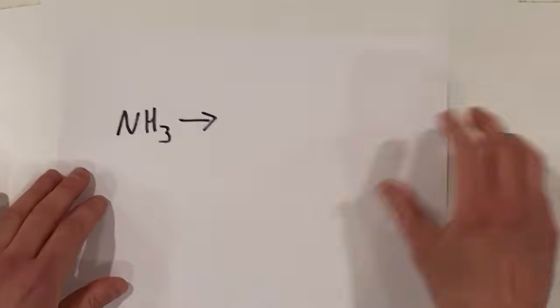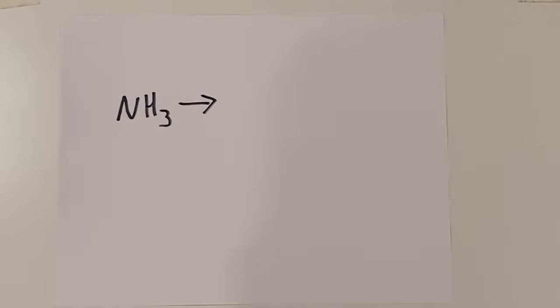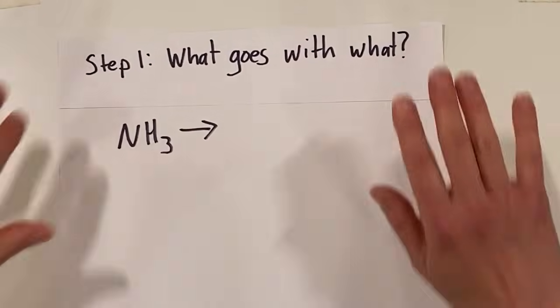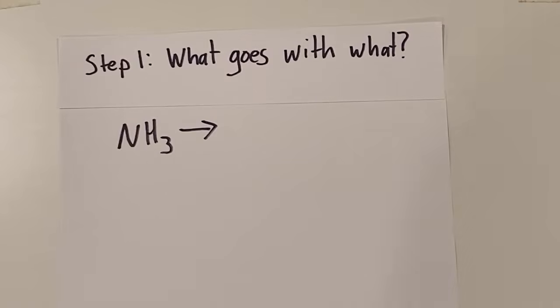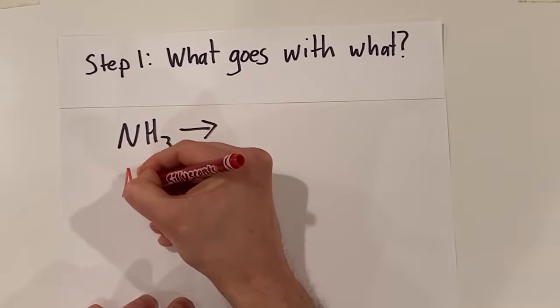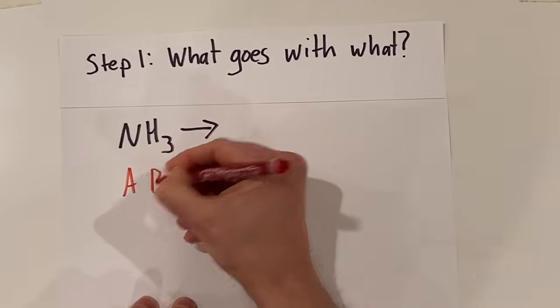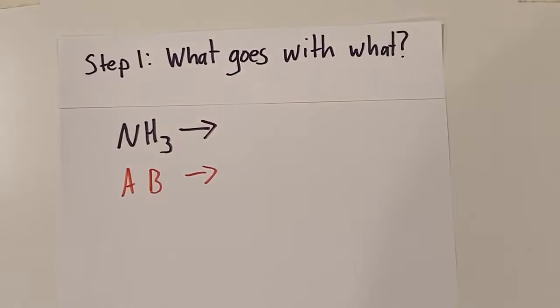Let's do another example. This example here is going to be NH3 arrow. Okay, step 1. Determine what goes with what. All right. So let's again do our letter pattern. We have N as our first element, so it gets an A. H is our second element, it gets a B, then we have an arrow. So AB arrow, 1 compound and then an arrow. Let's see what we get from that.